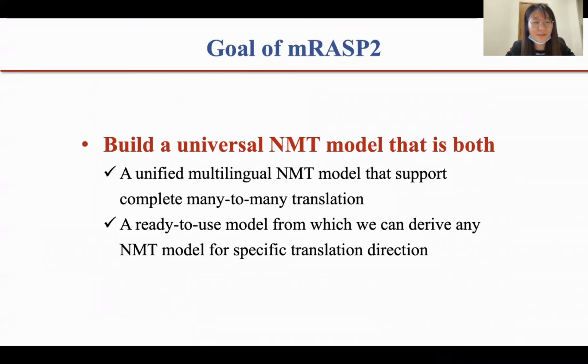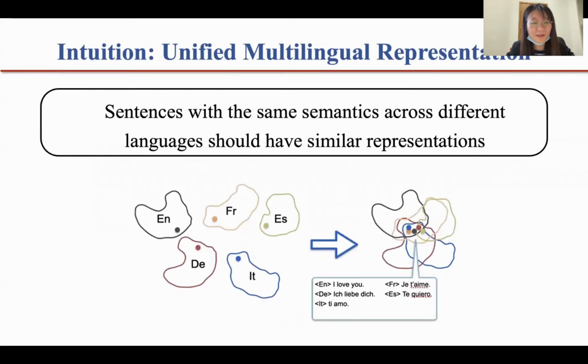This work proposed a model called mRASP2. Firstly, it is a unified multilingual translation model and is also a ready-to-use model. We are based on the assumption that sentences with the same semantics across different languages should have similar representations, as shown in the slide.